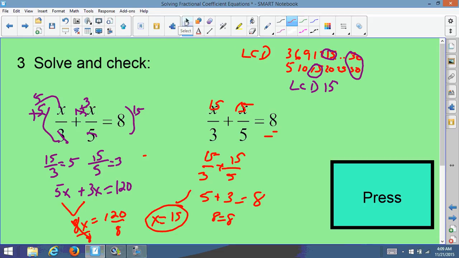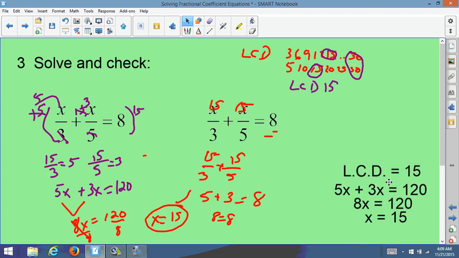So I did the process of clearing the denominator in order to get my answer. I found my L.C.D. first, which was 15. I simplified my equation by clearing the denominator.